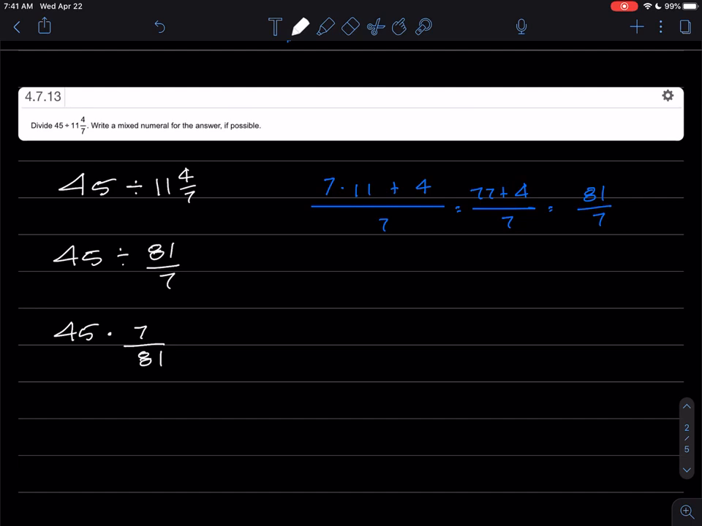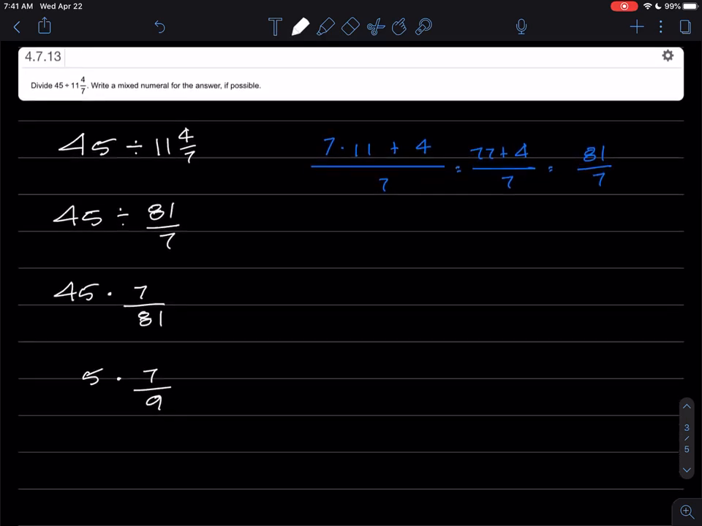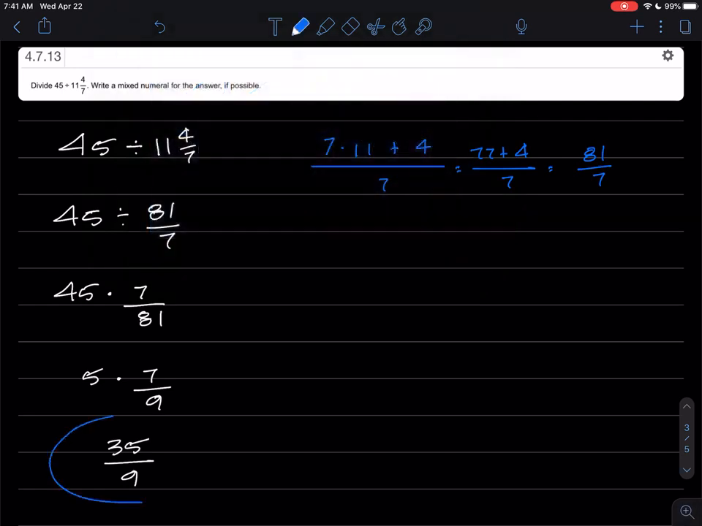Now here we can factor, a common factor of 45 and 81 is 9, so we can divide 45 by 9, and we get 5. We can divide 81 by 9 and get 9. When we simplify that, we end up with 35 over 9. And that's our final answer. Simplified form.